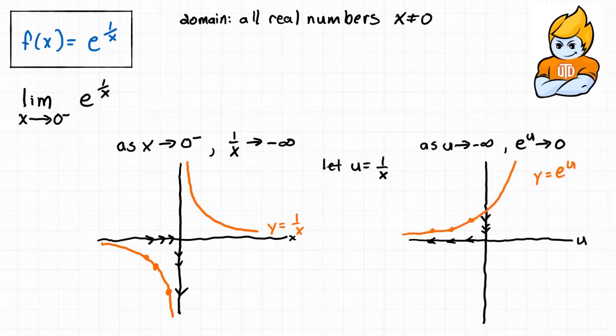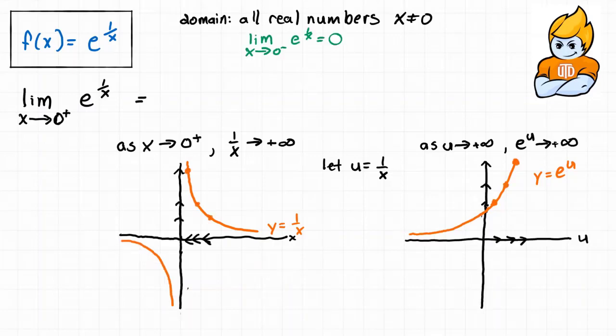Let u equal 1 over x. And from the graph of y equals e to the u, we see that as u goes to negative infinity, e to the u approaches 0. So we compose those two limiting processes, and we see that as x goes to 0 from the left, e to the 1 over x goes to 0.